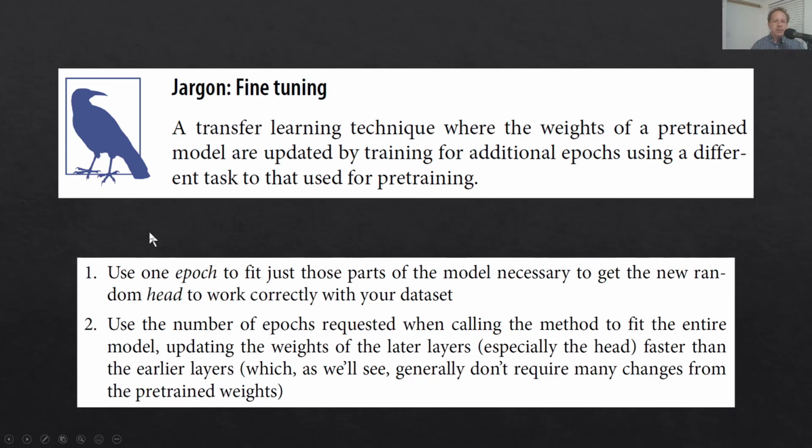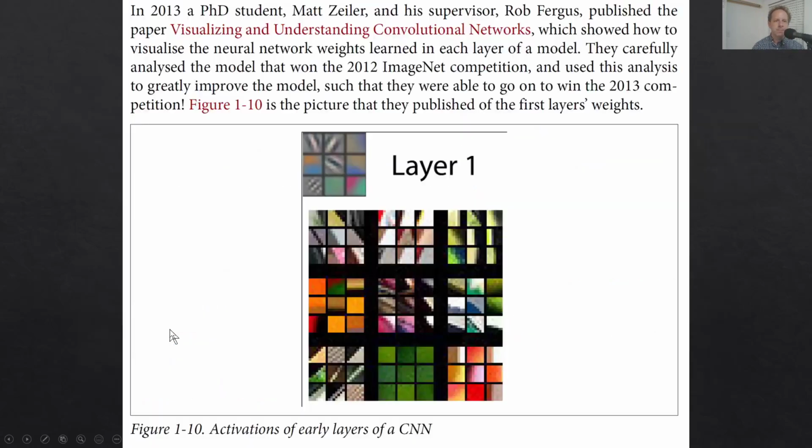So the way by default FastAI does fine-tuning is that we use one epoch, which remember is one looking at every image in the dataset once, one epoch to fit just those parts of the model necessary to get the particular part of the model that's specially for your dataset working. And then we use as many epochs as you ask for to fit the whole model. And so this is more for those people who might be a bit more advanced. We'll see exactly how this works later on in the lessons.